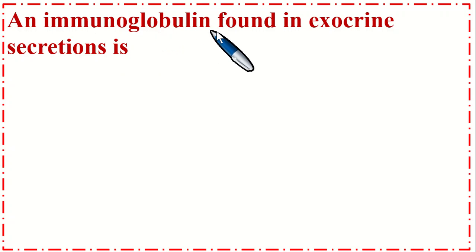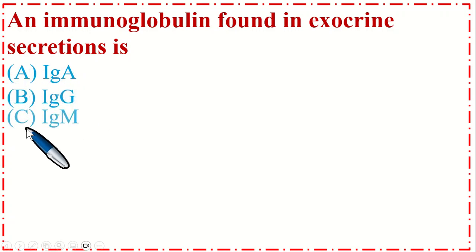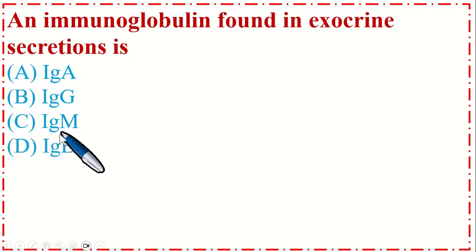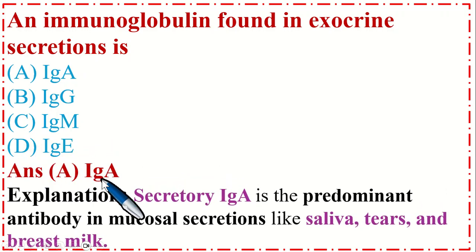An immunoglobulin found in exocrine secretion is option A IgA, B IgG, C IgM and option D IgE. So the correct option is A IgA. Explanation is secretory IgA is the predominant antibody in mucosal secretions like saliva, tears and breast milk.